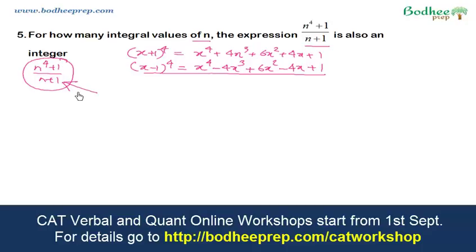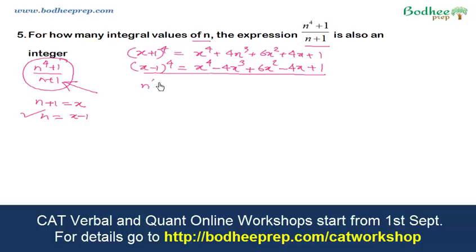The denominator has to be easy. If it is not easy, then it will be very difficult to identify the value of the variable so that the entire expression is an integer. So what we can do here is let me assume that n plus 1 is x. So the corresponding value of n would be x minus 1. Let me substitute the value of n as x minus 1 in the above expression.